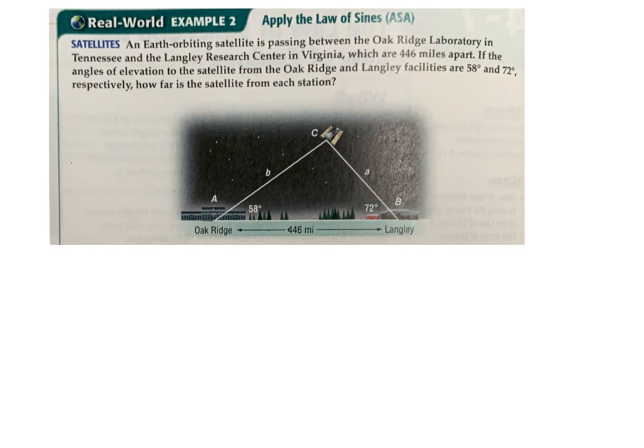So if I want to find the distance from Oak Ridge to the satellite, I'm actually using the Langley angle of elevation here. Do you see that? When you draw these pictures, you have to label them so that you know what you're looking for. But this is basic law of sines. That's all we're doing here. I could have drawn Oak Ridge over here and Langley over here and just labeled this 58 degrees and that one 72 degrees. It doesn't matter as long as you understand what angle of elevation and distance apart mean. Okay? It's identical to the problem we just did.